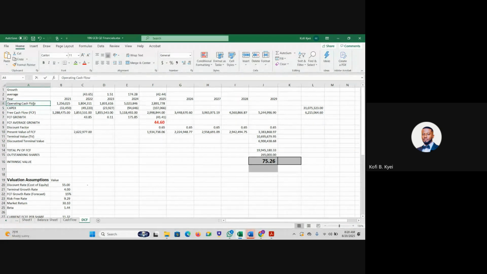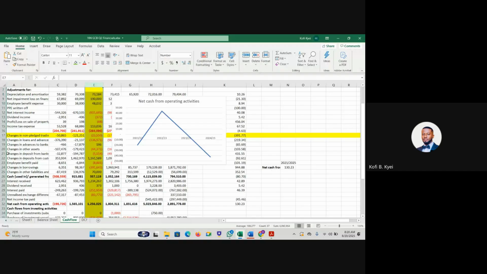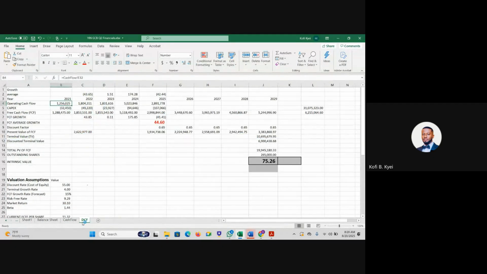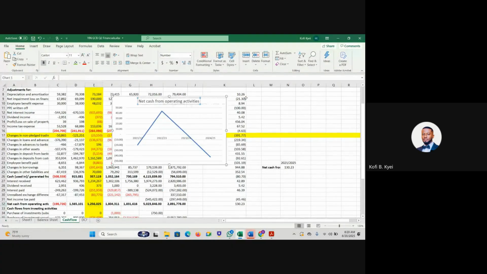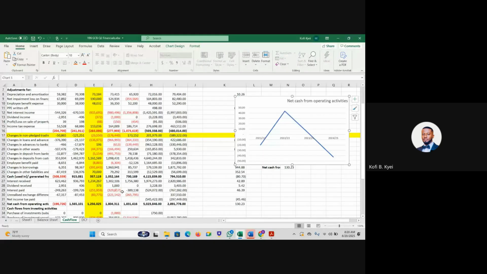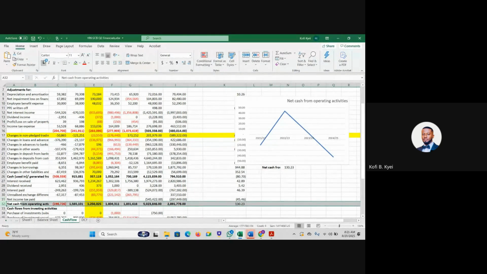All right, so operating cash flow is gotten from the cash flow statement. When you go to the cash flow, so let's say cash flow E32, all right, 1256025. So that's the same figure we have here, and it continues up to the end of 2025. So 2025 is 2891. So that's the figure you can see here. So these are what we use to calculate the free cash flow.